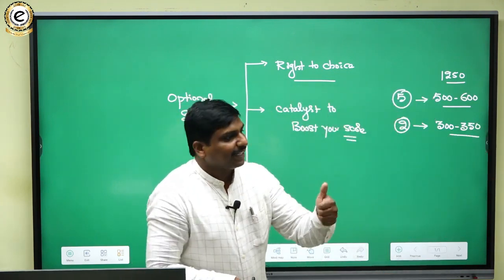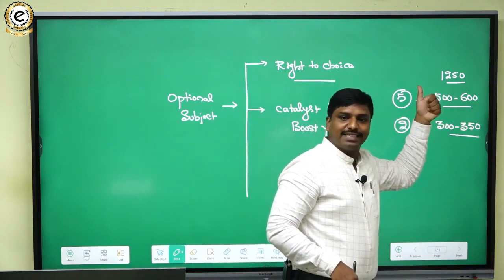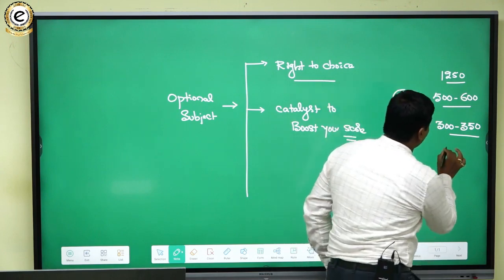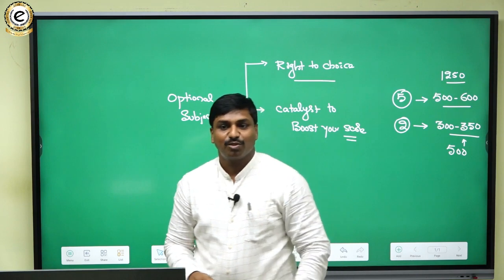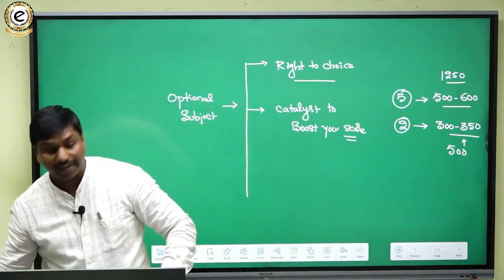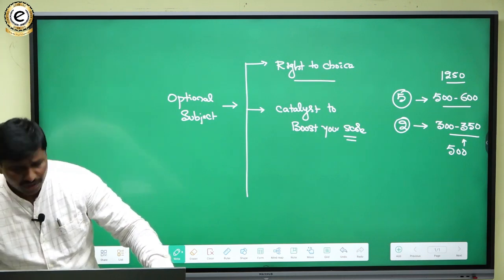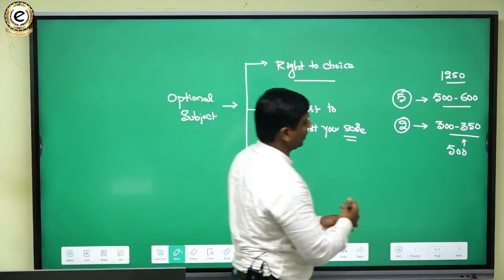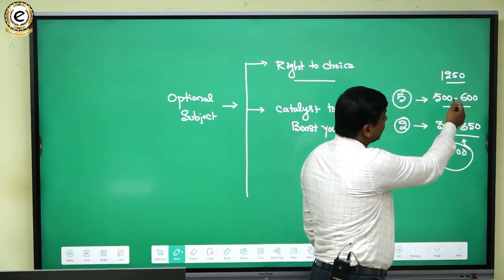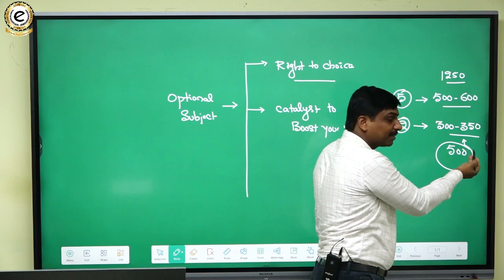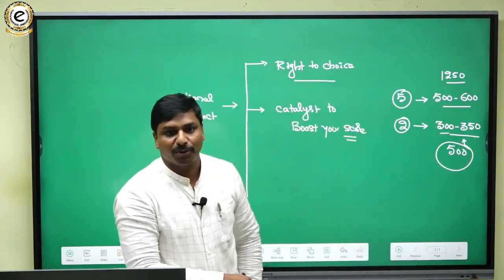Okay, see, out of 1250 you are scoring, maximum would be 600. But out of 500, you are scoring this much. So this is one thing which is astonishing from the optional paper point of view. So what I am trying to say is that, from that point of view, at least half of the score that we are getting from GS papers can come from the optional paper. That is one of the beauties of optional.